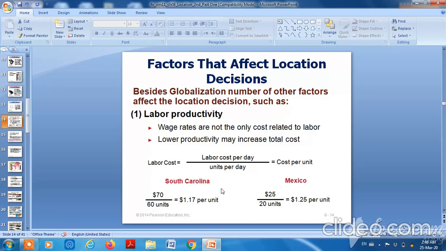after calculating the cost per unit, you will find that the cost per unit is lower in South Carolina than in Mexico. So, I will prefer South Carolina over Mexico, although the labor cost per day in Mexico is lower than in South Carolina. And this is because of the productivity, because of the cost per unit.